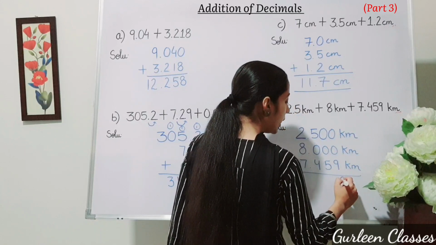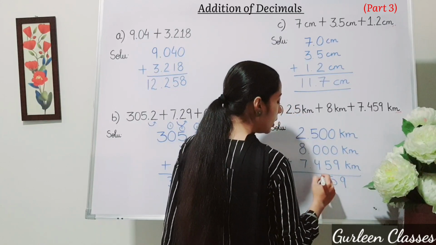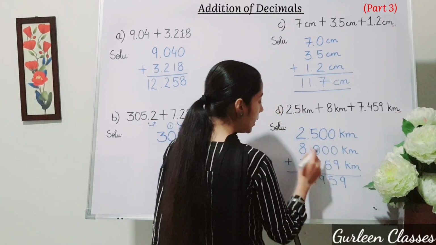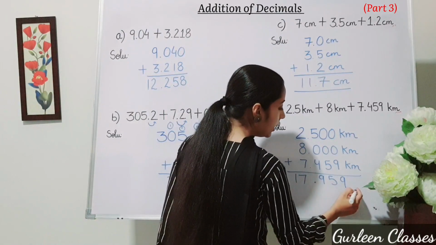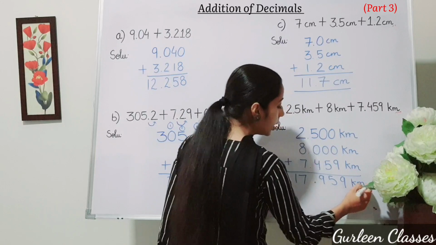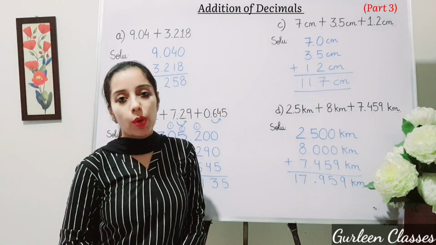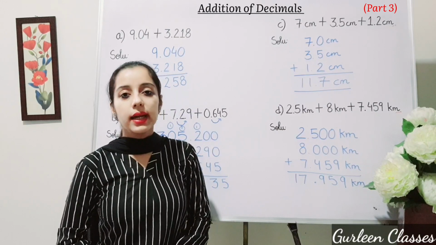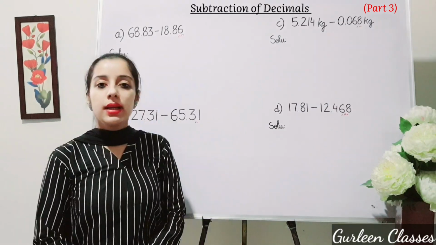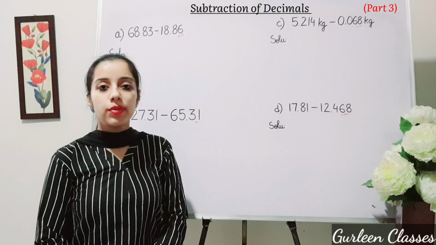So let us add. It will be 959 and here 8 plus 2, 10 plus 7, 17 kilometer. So the answer is 17.959 kilometer. I hope students addition of decimals is clear. Next topic, subtraction of decimals.